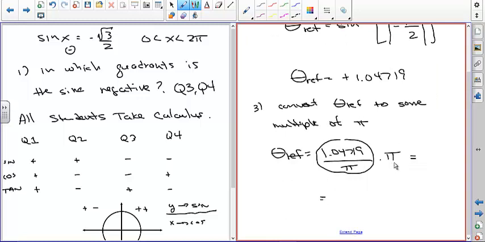So if I take 1.047 divide by pi, which is on your calculator, you get 0.333 pi. And we say, oh, that's a third. So the answer, the reference angle in this case, in terms of pi, is pi over 3. So your calculator is not going to tell you it's pi over 3, which is what we're used to doing in pre-calculus.